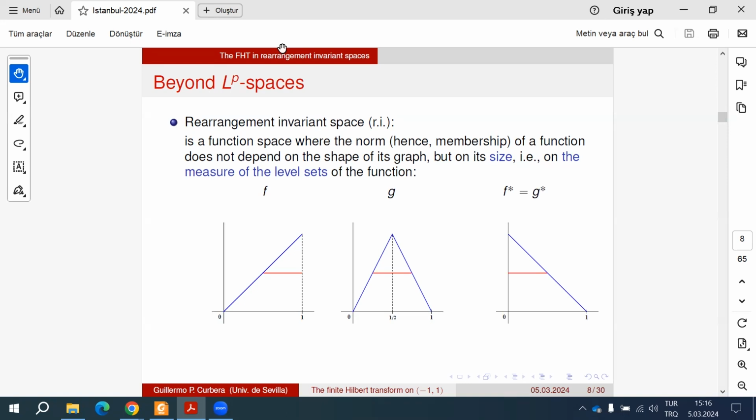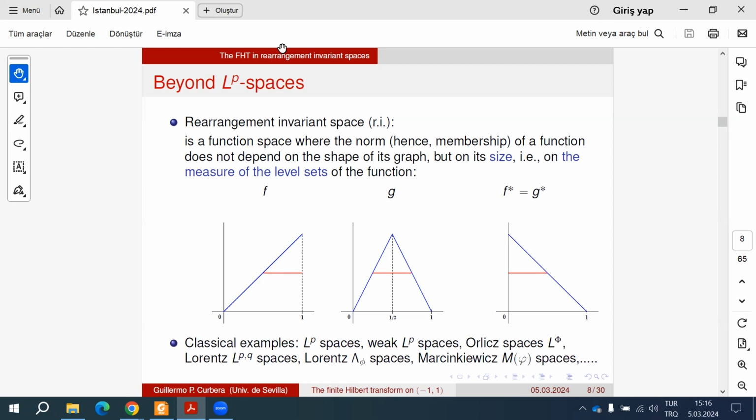In this simple drawing, these three functions have different shapes. But if I measure the size, if I take how big is the set where they're bigger than a given value, the measure is the same. So these three functions belong at the same time to all of these spaces, because from the viewpoint of rearrangement invariant spaces, they are the same function. That is the idea of symmetry.